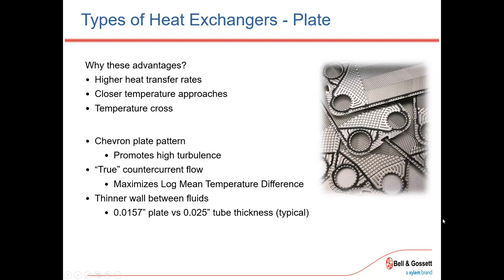And let's see, the last piece to it that does provide that better heat transfer rate is generally with a lot of these plates, you're going to see a plate thickness of 0.015, while you would see a tube thickness of 0.025. So just that thickness alone is obviously going to make the difference.